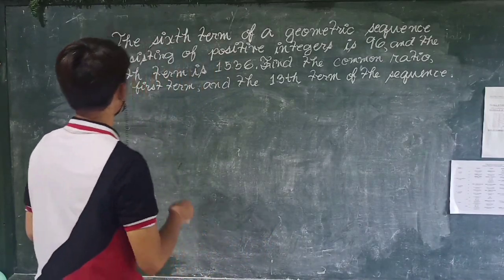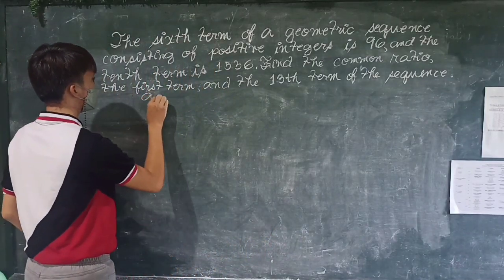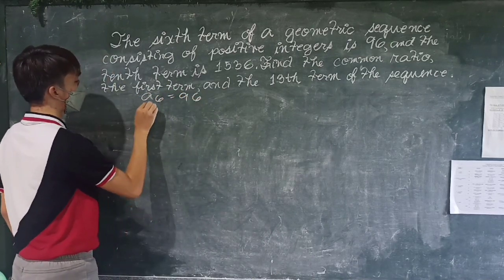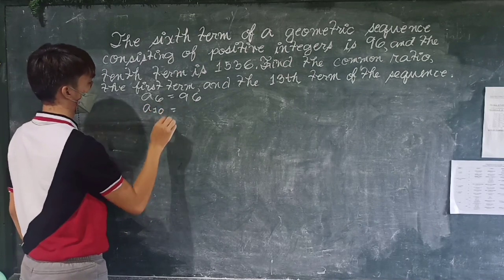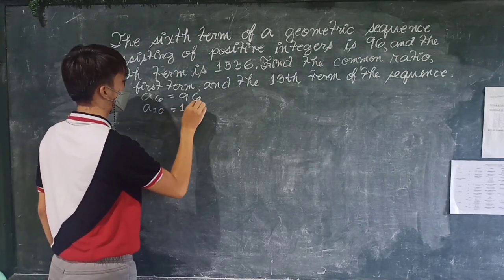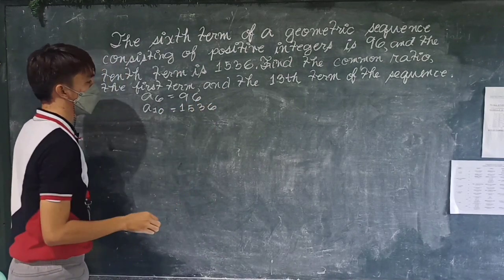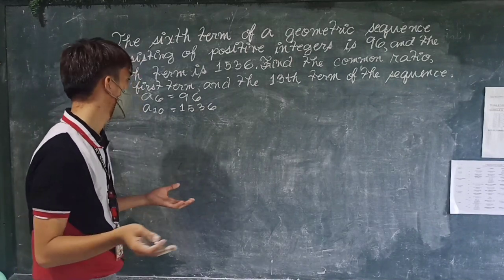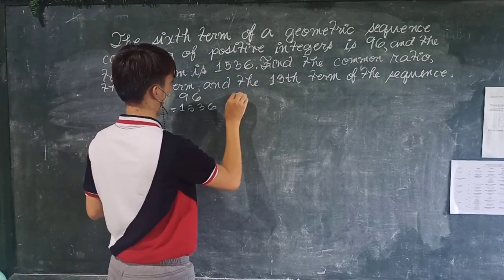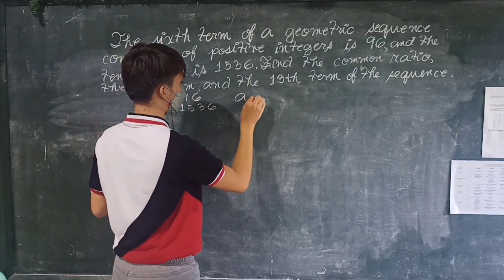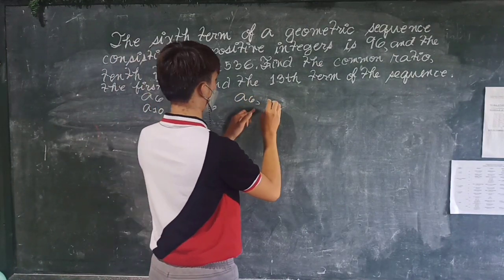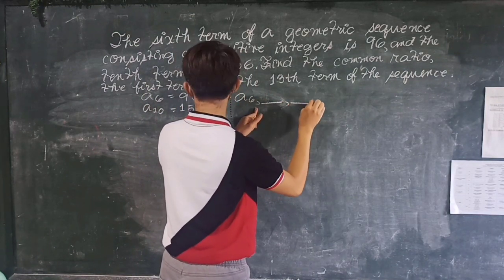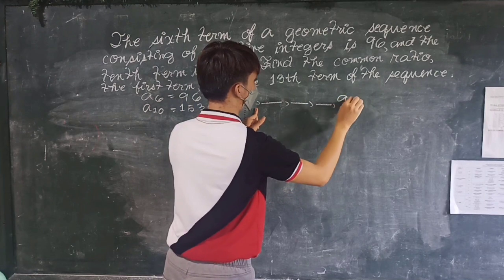So, given, we have the 6th term is equal to 96, and the 10th term is equal to 1536. Now to look for the common ratio, this is how we are going to do it. So let's illustrate it first. We have a sub 6, and then a sub 7 here, a sub 8, a sub 9, until a sub 10.